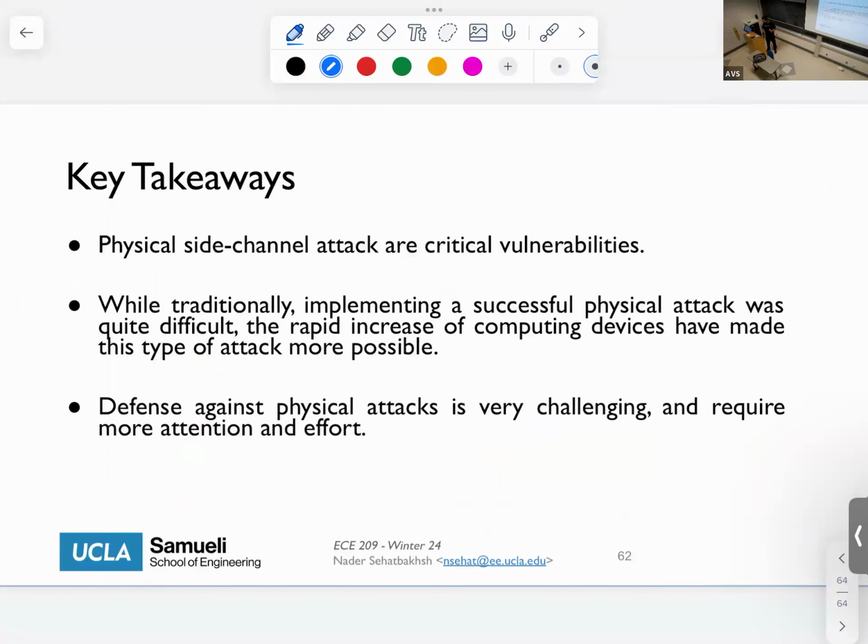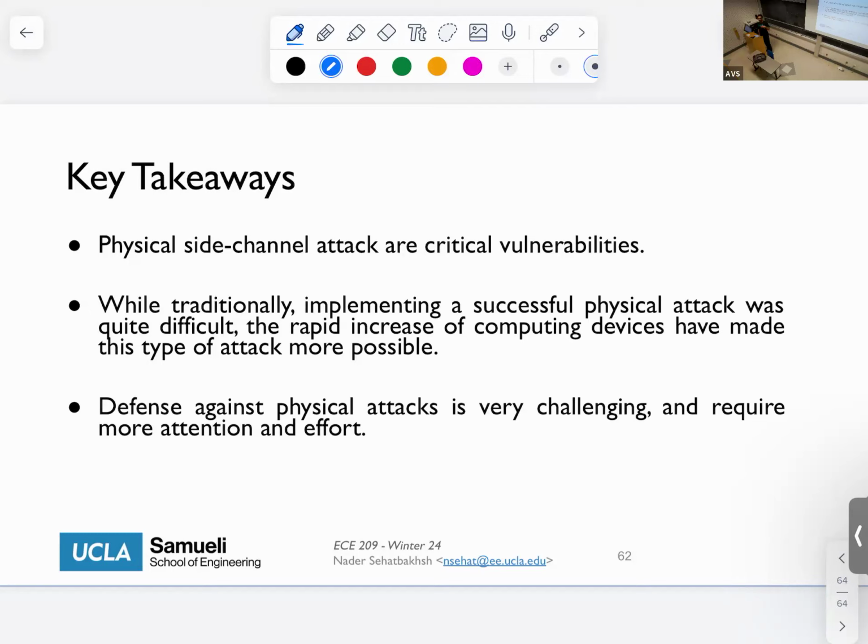All right, so key takeaways from physical side channels. Physical side channels, of course, are very, very critical vulnerabilities. The problem that we are seeing these days is that these attacks are becoming even more common. The reason is that we are seeing more devices being used, in more common places, with more secure data. So the problem of side channels is actually getting worse.